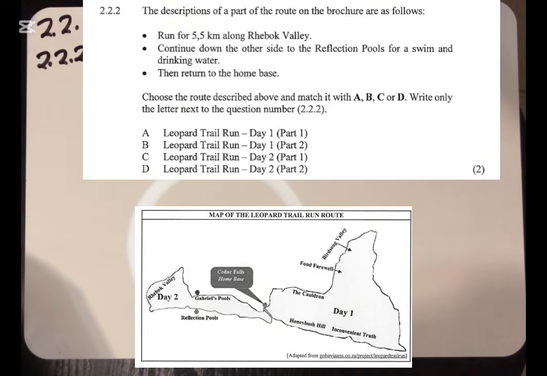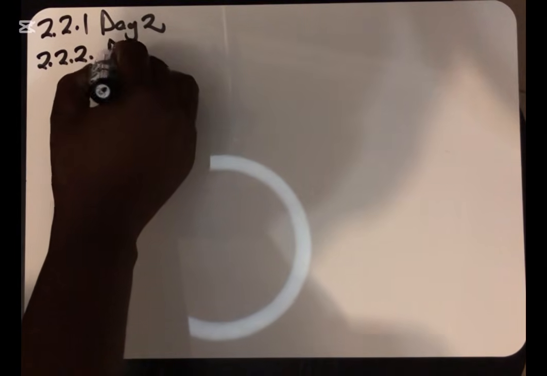Write only the letter next to the question number 2.2.2. So, if we check here, it's going to be what? Leopard Trail Run Day 2. Is day 2 this one? Is day 2 part 2? Obviously, it's going to be part 2. It's not part 1, it's part 2. So we are going to say D. Alphabet D.